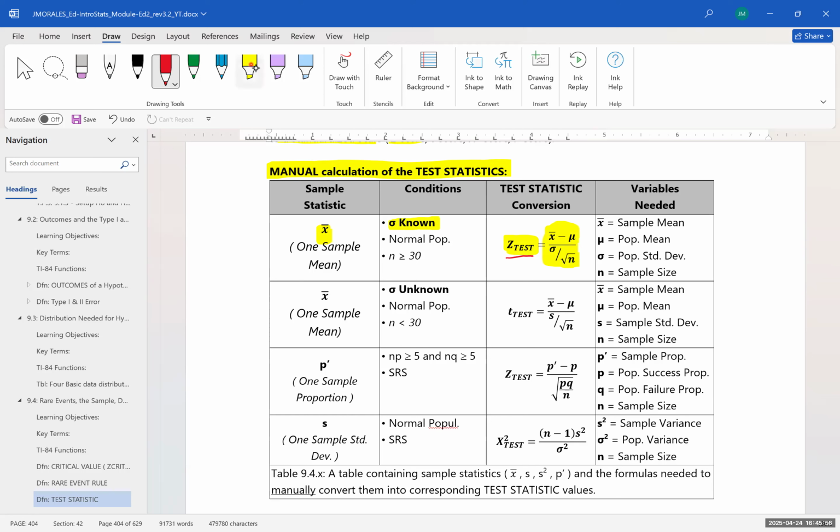Now, if you had a sample mean and the population standard deviation was unknown, then instead of using a normal distribution to give you a z-score, you would use the student's t to get you a t-score or a t-test statistic. And you can see a lot of the values here are the same. The only thing that's different is because you don't have the population standard deviation, you use the next best thing, which is the sample standard deviation.